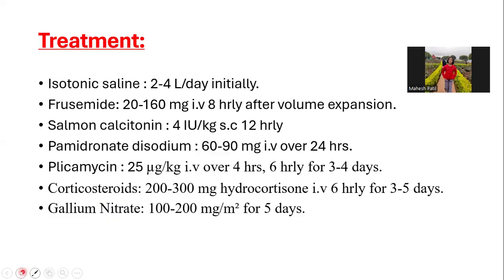Coming to the treatment, it is mainly isotonic saline hydration, 2 to 4 liters per day initially. After hydration, once there is volume expansion, we give a loop diuretic like furosemide 20 to 160 mg IV 8 hourly. This will lead to correction of hypercalcemia. We can use salmon calcitonin in a dose of 4 international units per kg subcutaneously 12 hourly. Then we can use bisphosphonates like pamidronate 60 to 90 mg IV over 24 hours.